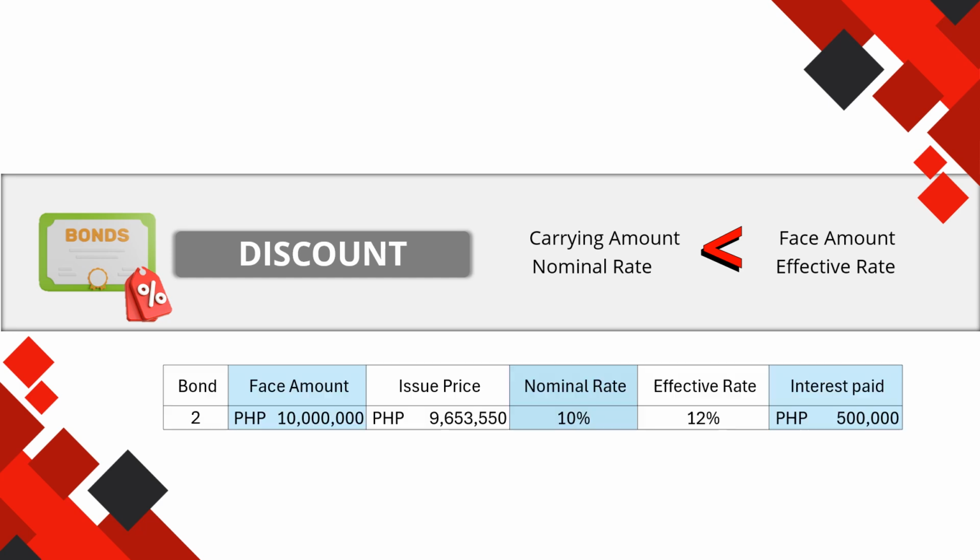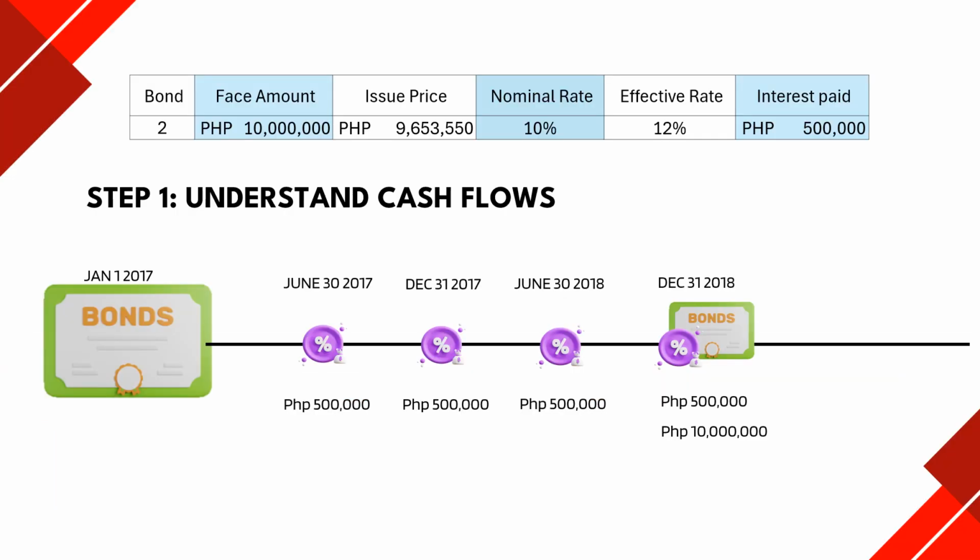So let's go to the discount. This is bond 2. Our nominal rate is less than our effective rate, so therefore, you will have a discount. Again, it doesn't matter what your effective rate is. Your step 1 is to determine the cash flows using the stated rate.